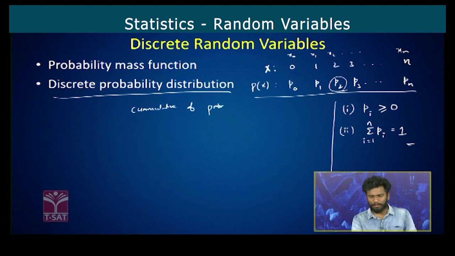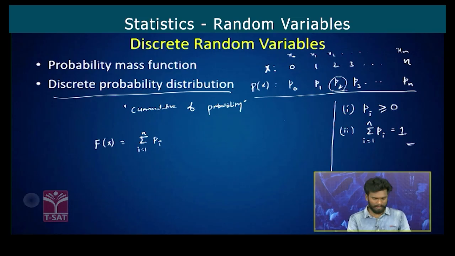probability. Cumulative of probability. So in classification data, what do we do? We find out less than cumulative frequency and greater than cumulative frequency. The same way, here in discrete random variables also, the discrete probability distribution is given by the cumulative probability and it is denoted by capital F of x, which is given by summation Pi, where i takes values from 1 to n. So actually that is equal to 1.